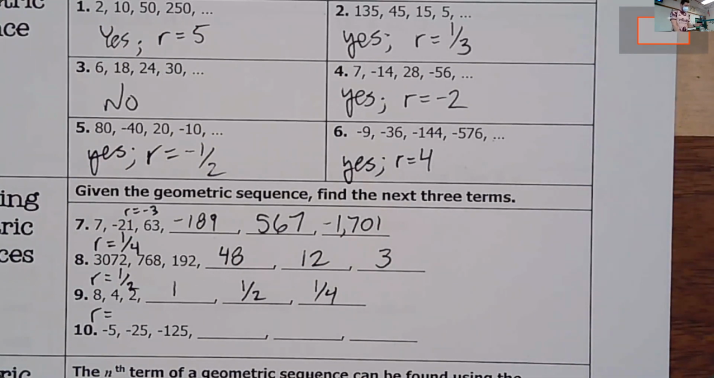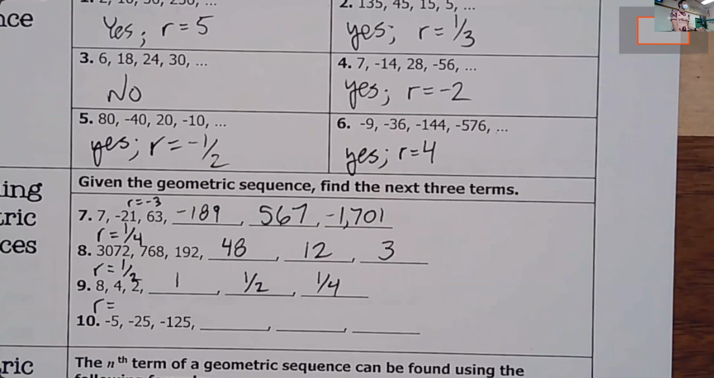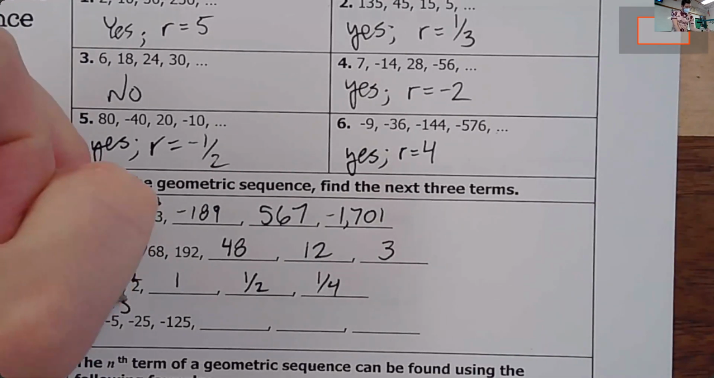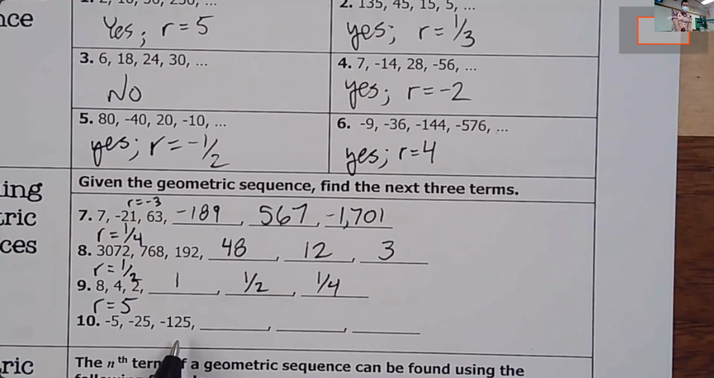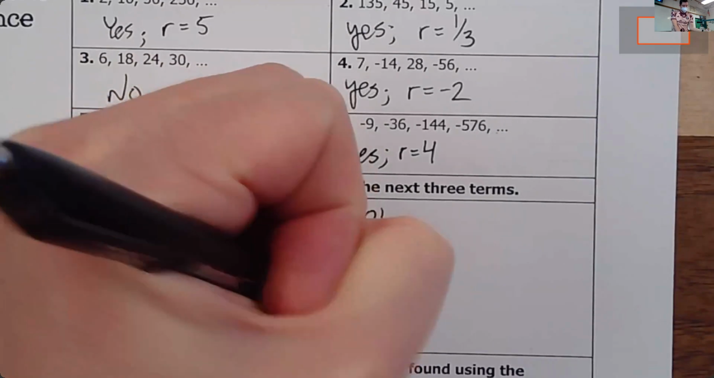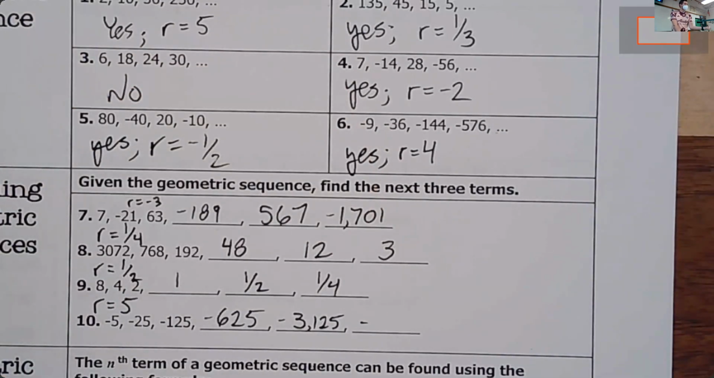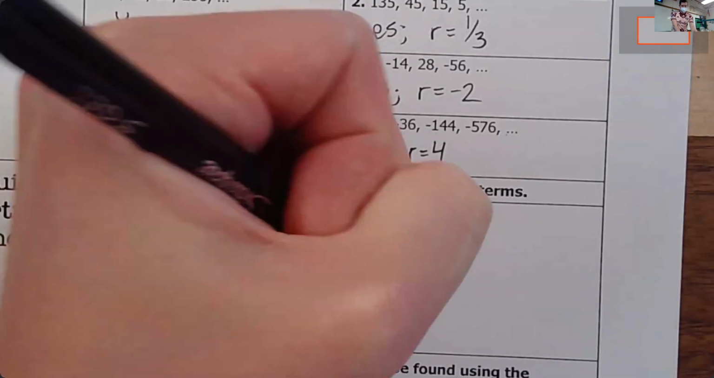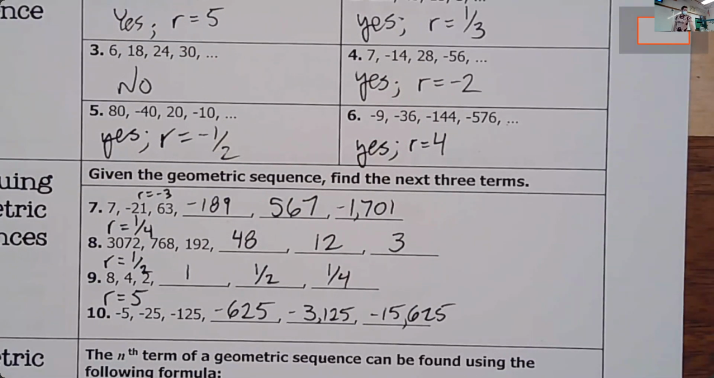The last one here for number 10, what is the ratio on number 10? 5, yep. So everything gets multiplied by 5. So negative 125 divided by 5 is what? Killian? Negative 625, followed by negative 3,125. And then finally, pretty big negative. Anybody else have it? Yeah, negative 15,625.